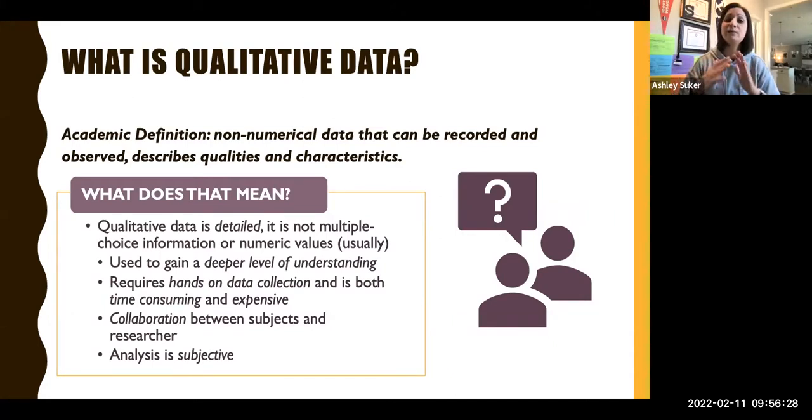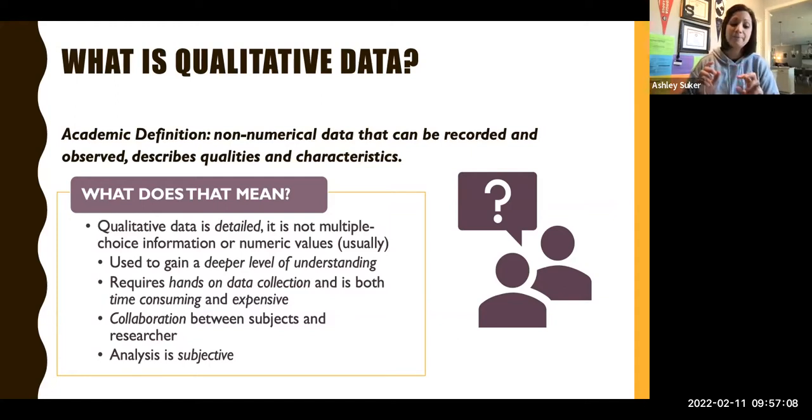You use it to gain a deeper level of understanding. So if you think of quantitative data as surface level, quantitative data is like survey data, something that is multiple choice. So that is surface level. You can cover a variety of topics broadly, so like long and skinny. Qualitative data is where you dive deep. So it's like you take this little section like this, and then you just go as deep as you can into that particular topic. It does require hands-on data collection. You can't send out an electronic interview because then it would be a survey.